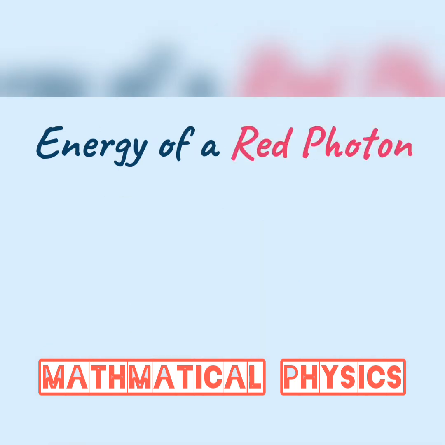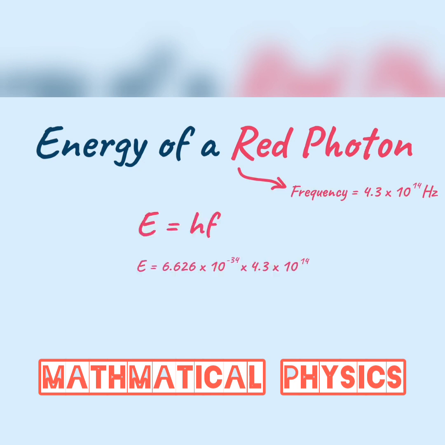So now let's take an example to find the energy of a red photon. The red photon has a frequency of 4.3 into 10 to the power 14 Hz. And according to the equation, we just have to multiply the frequency with the Planck's constant. And when we do so, we get the value as 2.849 into 10 to the power minus 19 joules.